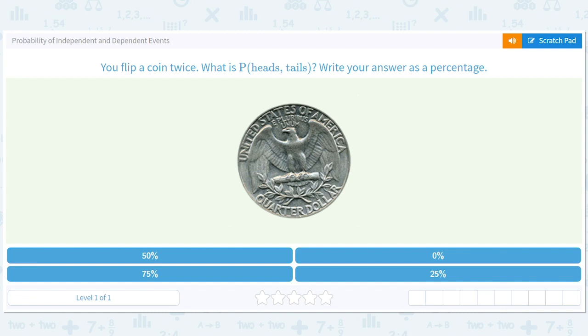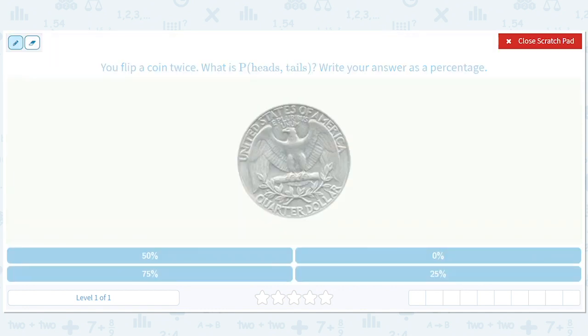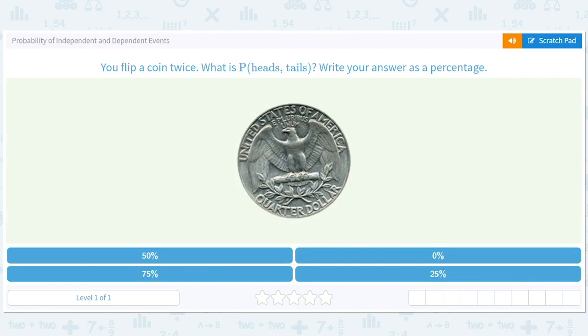Hi guys, today we're going to talk about probability, and specifically the probability of independent and dependent events. And the short thing to think about is when you're doing probability, when you have independent events, you multiply the probabilities of the events to get the answer. And when you have dependent events, you have to be more careful.